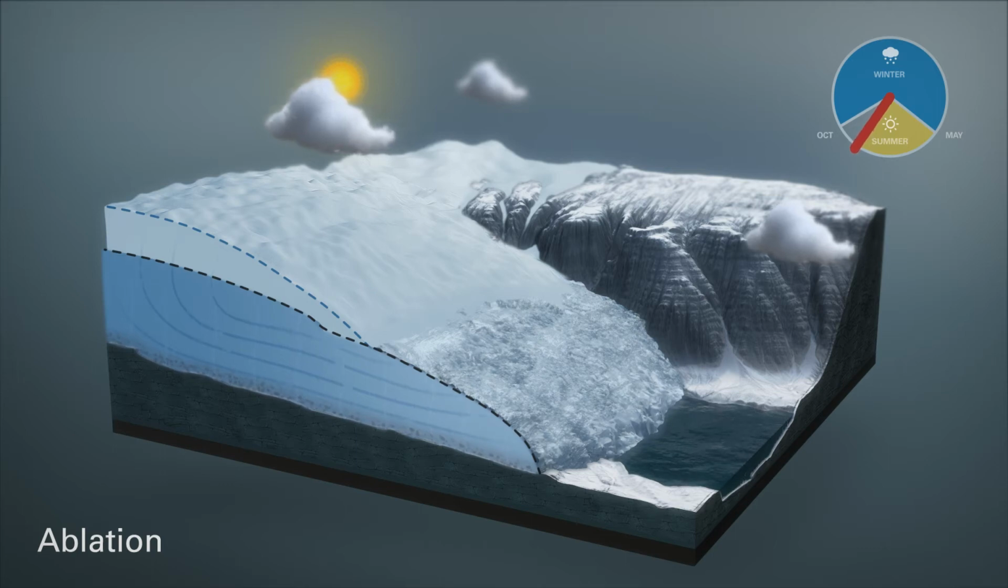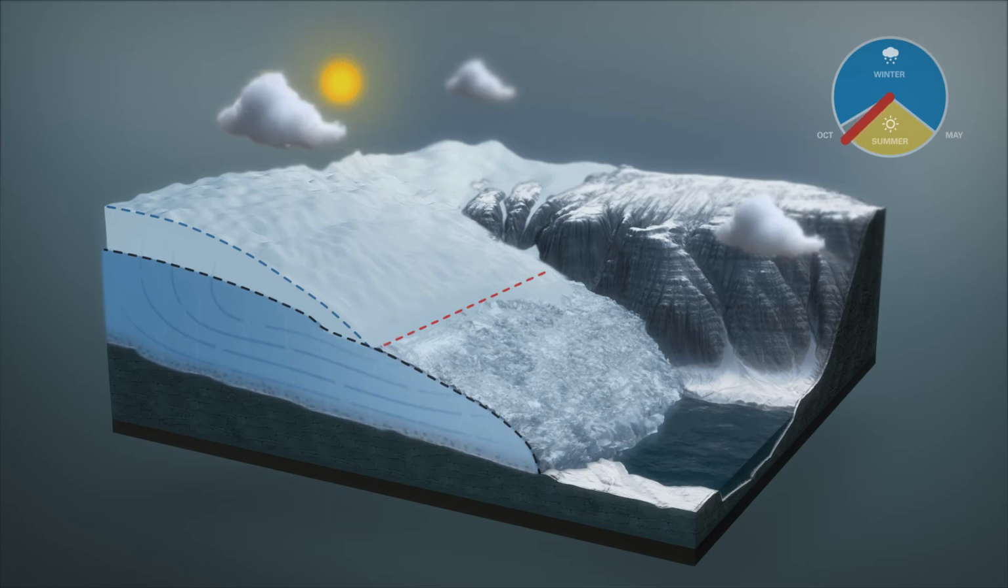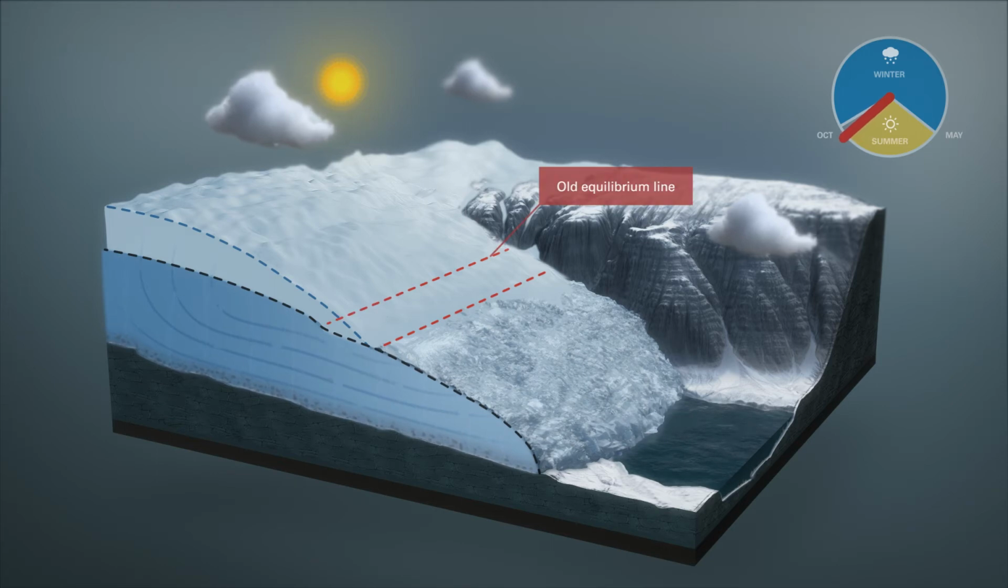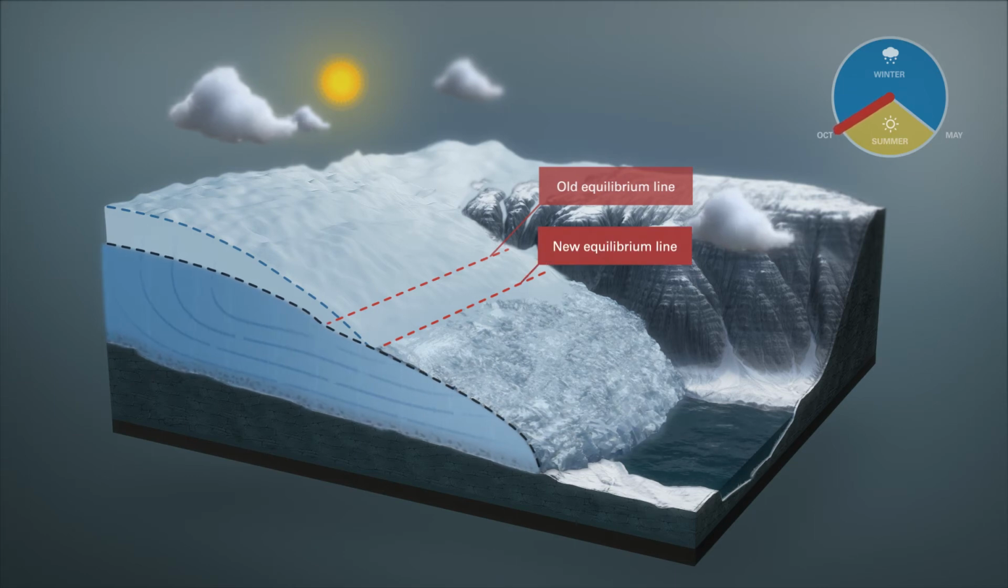A new fiscal year is about to start. Now the new hard snow layer meets glacier ice that is not covered with snow lower down on the surface than last year's equilibrium line. The new equilibrium line is here, at a lower altitude than last year's line.